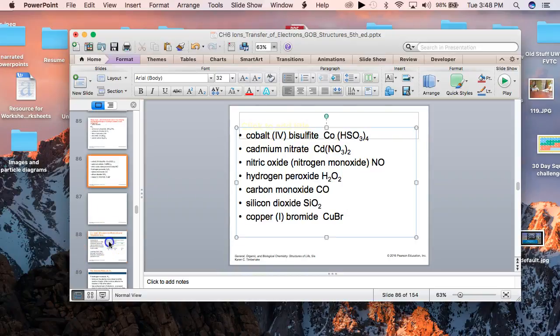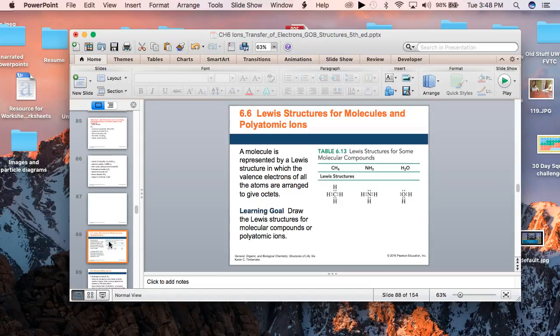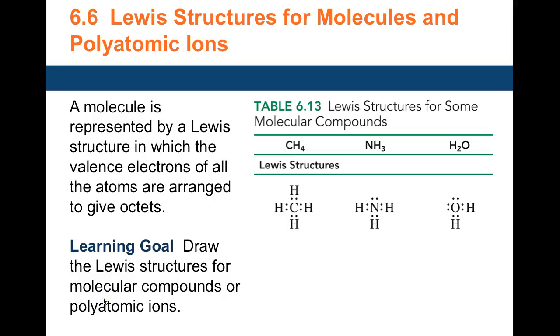Right, continuing where we left off, we're getting into chapter 6, section 6.6, and here we're talking about Lewis structures for molecules. So we looked at Lewis structures for elements, where we looked at the Lewis dot structures. Now what we're going to do is use the Lewis dot structures of the elements and make compounds applying the octet rule.